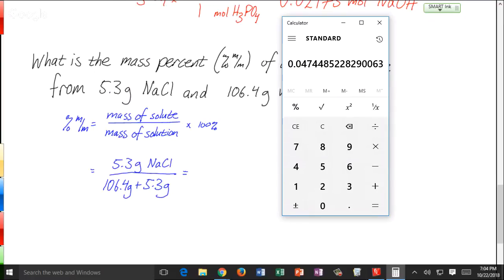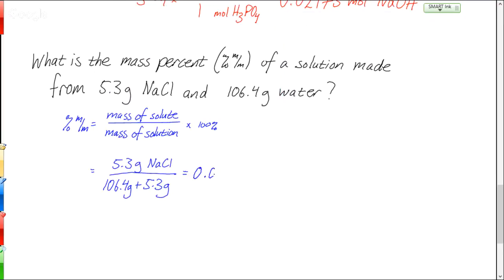So we get 0.0474, which would be 4.74% by mass. So it's a simple percentage. How much of a percent of the overall solution is the solute?